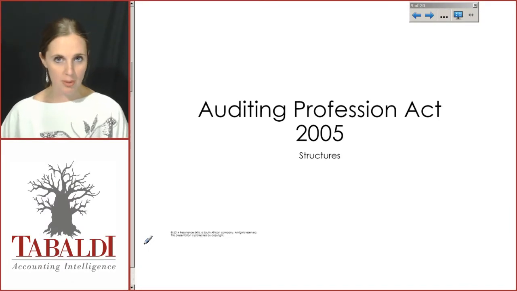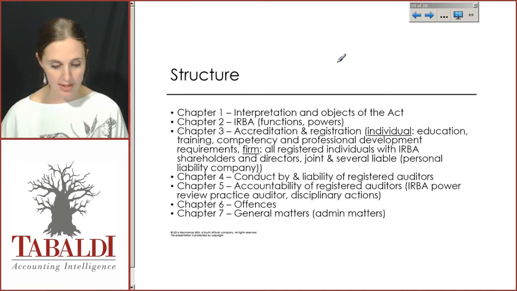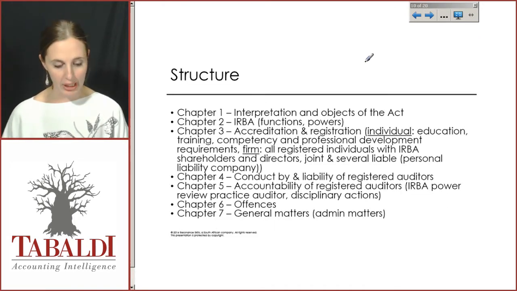In terms of the Auditing Profession Act, how is it set up? How is it structured? What are the different chapters? If we take a look at the chapters within the APA, we'll get a feeling for how it is structured. The way that it is laid out gives an indication of what's inside there.